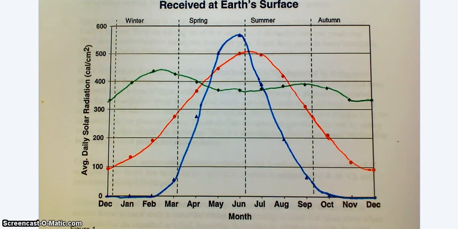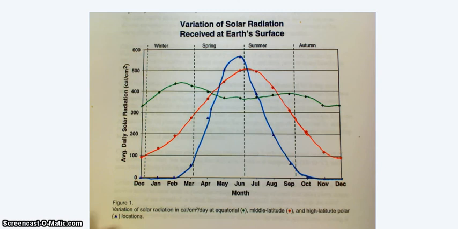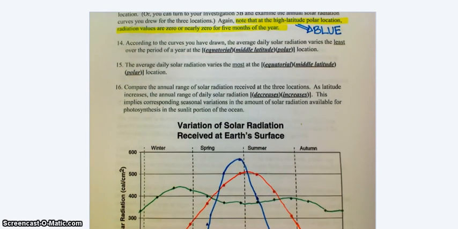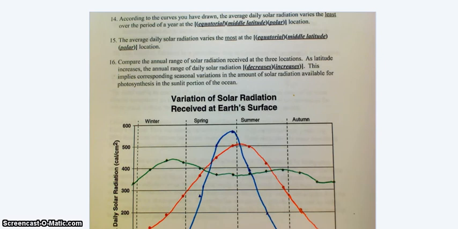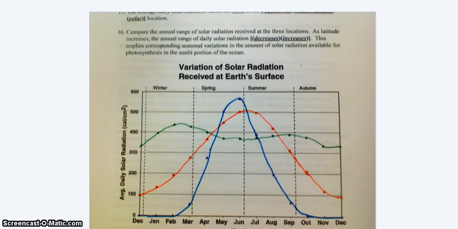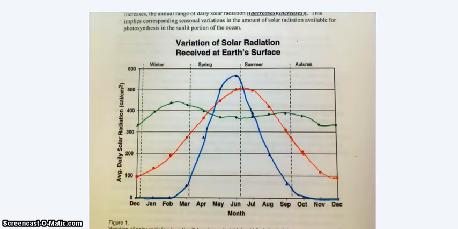I'm going to zoom out just a tad. And what I want to do is go up and address the 2 questions, 14 and 15. Number 14 says, according to the curves that you've drawn, the average daily solar radiation varies the least over the period of a year at what location? Okay, so what they're asking is which line down here varies the least? Which one has values that don't change very much?